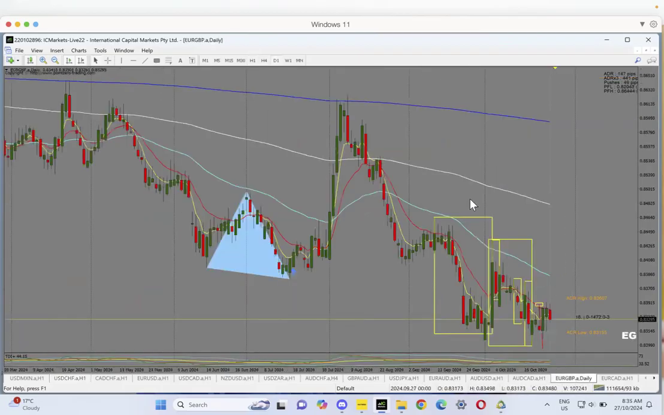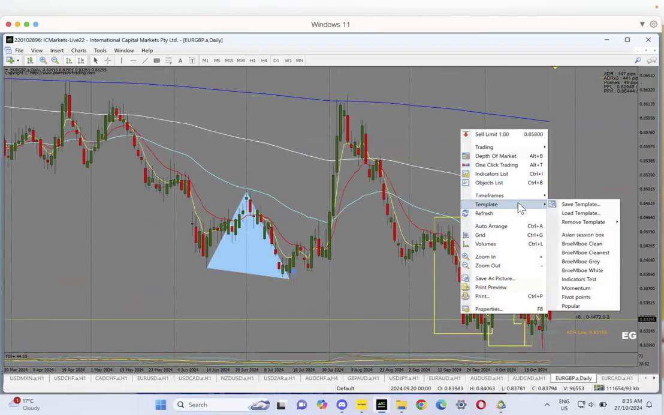Euro GBP, a very nice pair. I love it, but what I hate is it consolidates a lot.